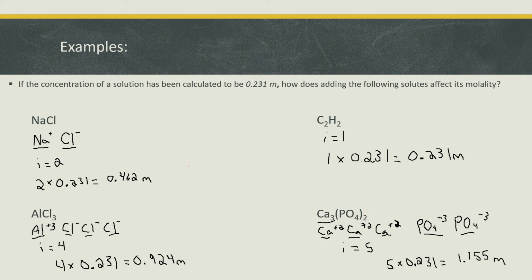Again, that's how you determine the I and how it can affect the molality of a substance. Remember, the important thing is you've got to remember what you're dealing with, whether you're dealing with an electrolyte, an ionic compound, or a non-electrolyte, which is a covalent compound. Remember, non-electrolytes do not change the I. It's just going to be 1 every single time.